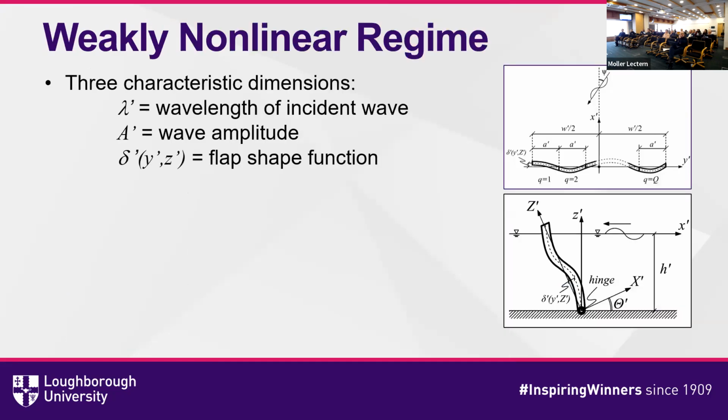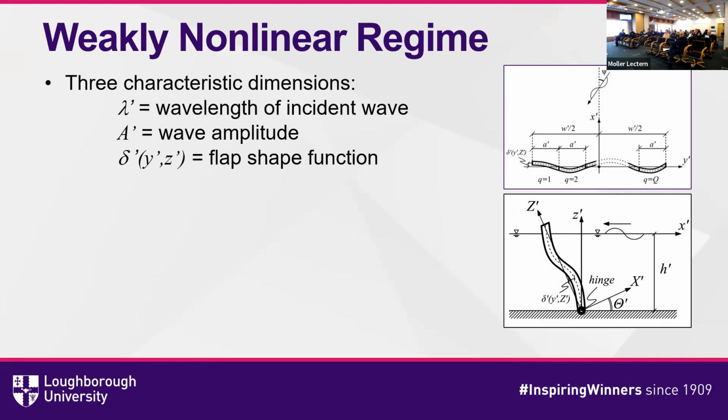Now, I want to move on to the weakly nonlinear regime because it's definitely more interesting. So now we are moving to essentially consider the second order effect. And we also wanted to analyze the shape effect. So at this point, we are also considering the fact that the device can be different from having a rectangular shape. So we're considering that the flap can have a curvature in both the horizontal plane and the vertical plane. And we also consider arrays.